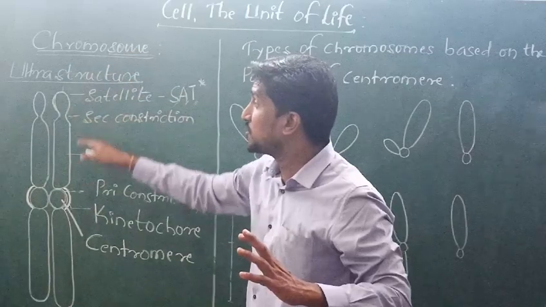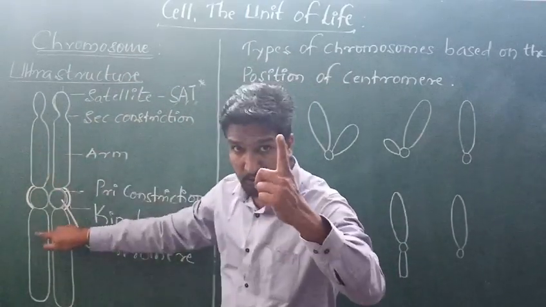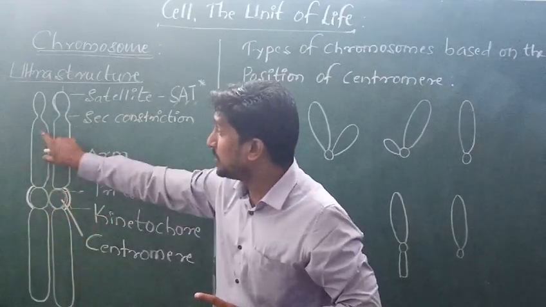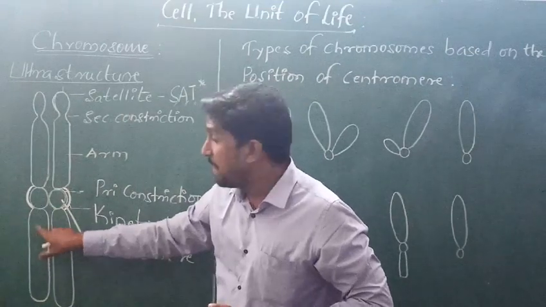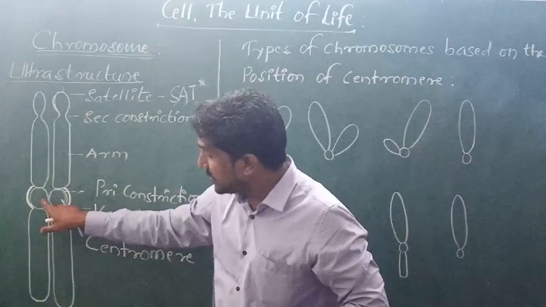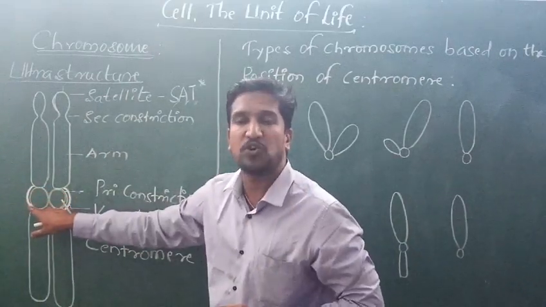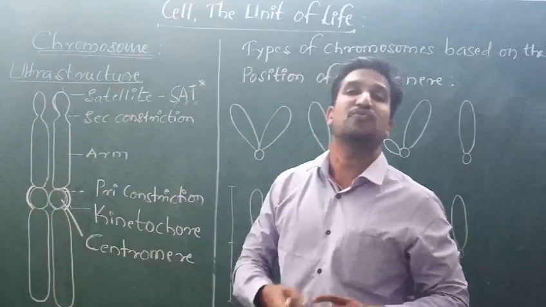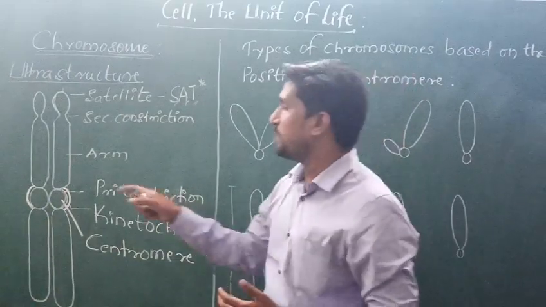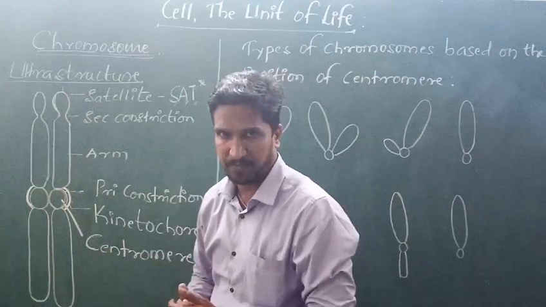So this ultrastructure of a chromosome consists of arms. Two arms will be present for one chromosome. Right? Each arm is connected by a ball-like structure called the centromere, and this centromere is covered by the help of a C-shaped structure called the kinetochore, and this is responsible for pulling the chromosome during cell division. And apart from that, there is a primary constriction and secondary constriction, and along with that, the satellite is present.